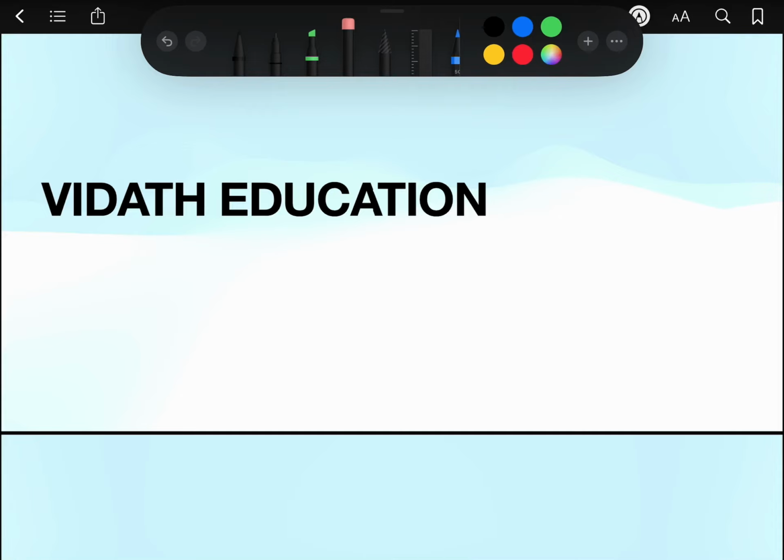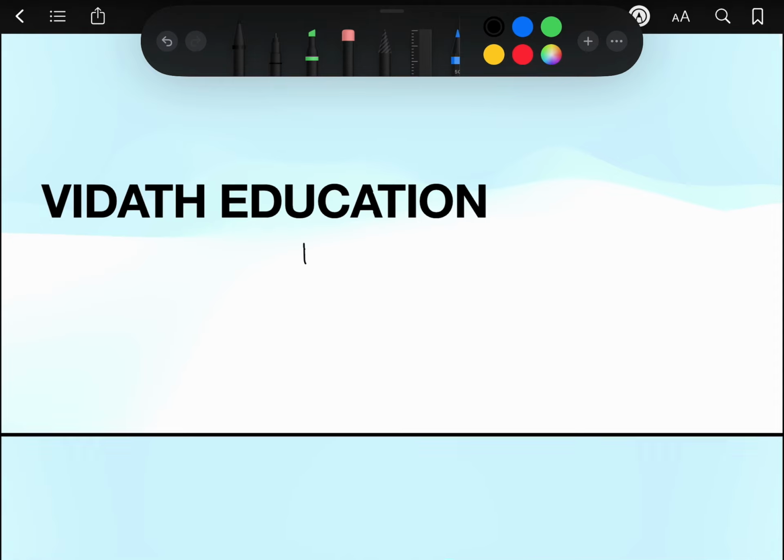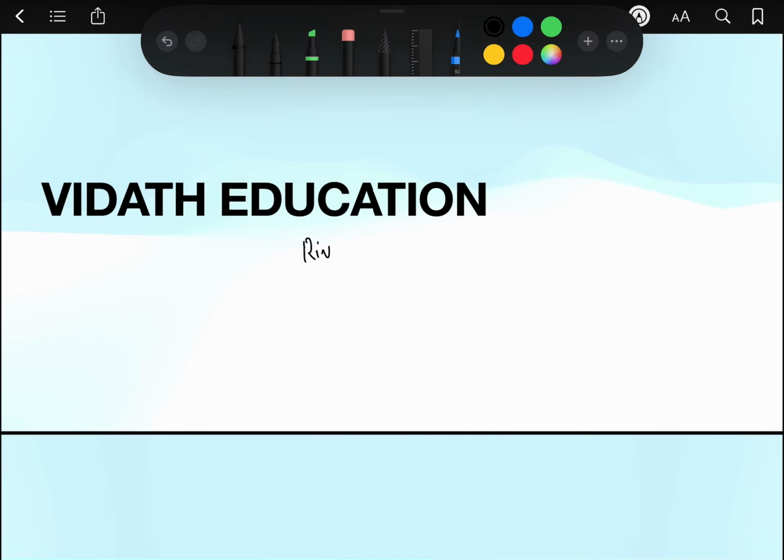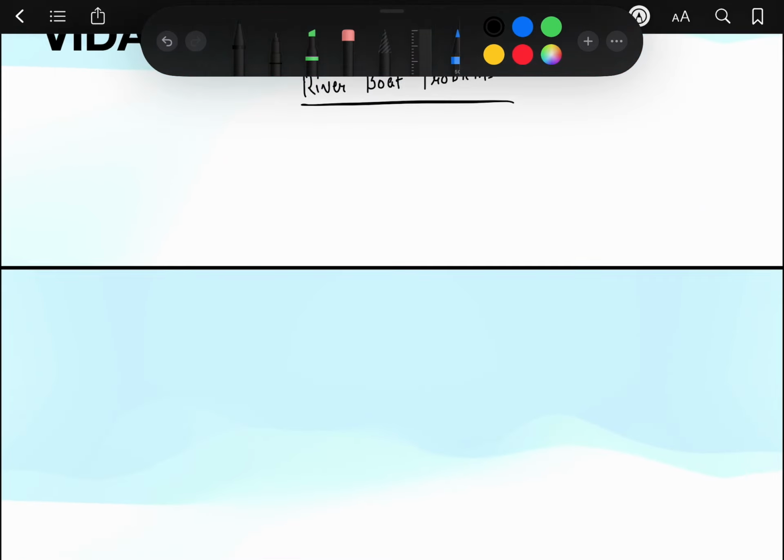So our today's topic is the riverboat problem. We will be discussing how to use the concept of relative velocity in the riverboat problem. So our topic is riverboat problems. In this topic I will be directly using the concept of relative velocity and vectors.